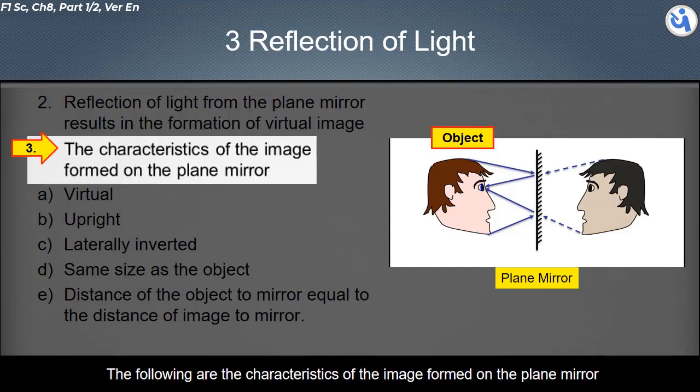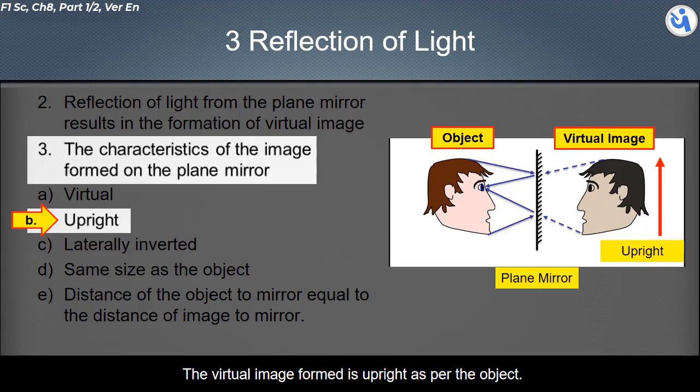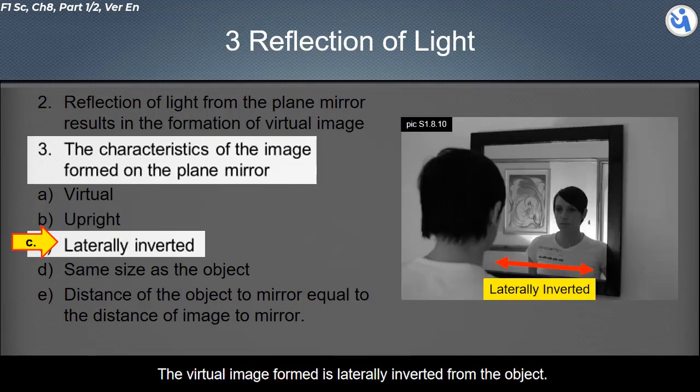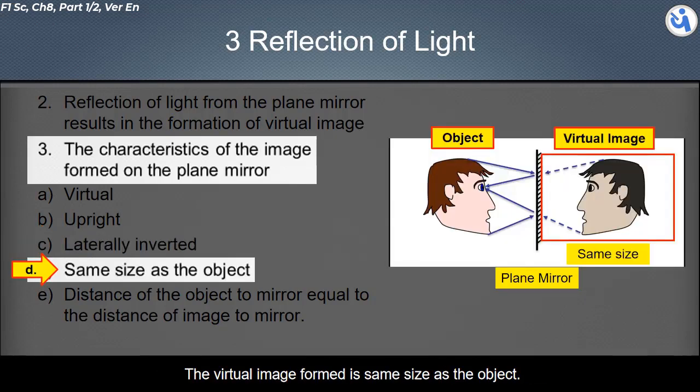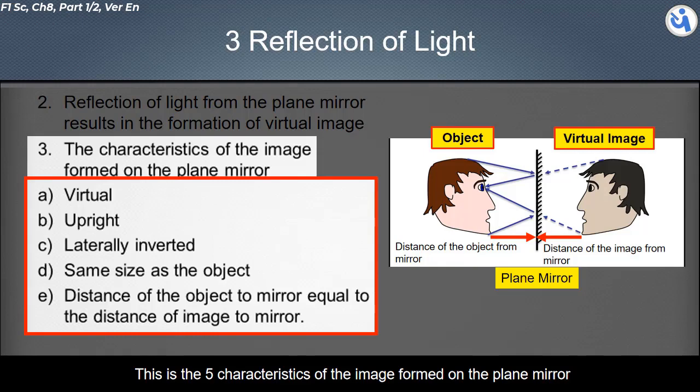The following are the characteristics of the image formed on the plane mirror. The first is virtual. A virtual image is formed behind the mirror surface. The virtual image formed is upright as per the object. The virtual image formed is laterally inverted from the object. The virtual image formed is the same size as the object. The distance of the object to the mirror surface is equal to the distance of the image to the mirror surface. This is the 5 characteristics of the image formed on the plane mirror.